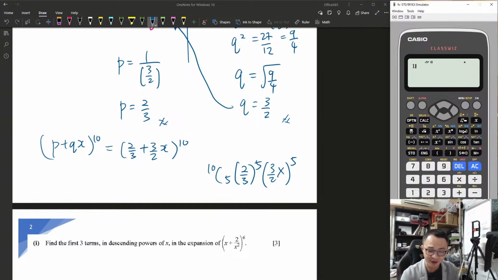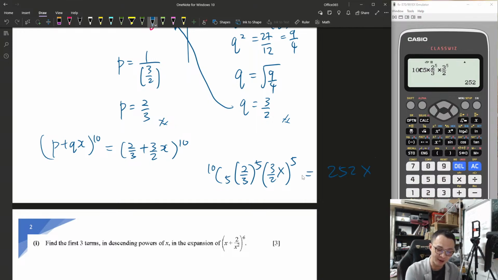So if I type everything into the calculator, 10c5 multiply 2 over 3 power of 5, and then I multiply 3 over 2 power of 5. You can see my coefficient here is 252 x power of 5. So the coefficient of x power of 5 is actually 252.